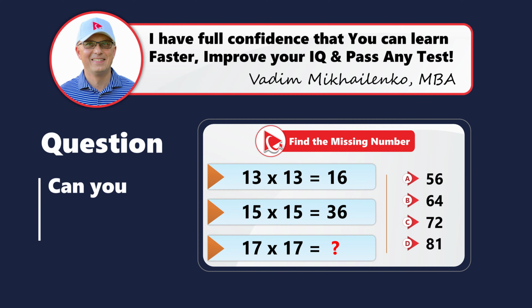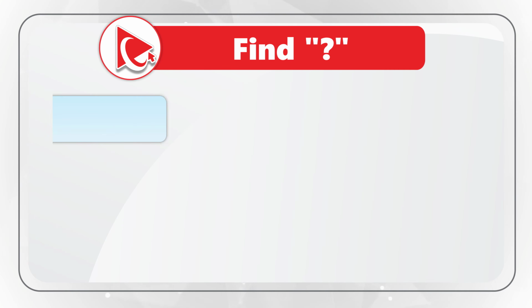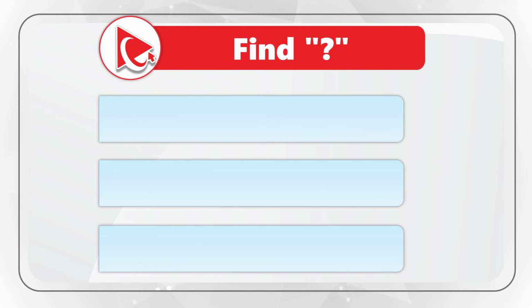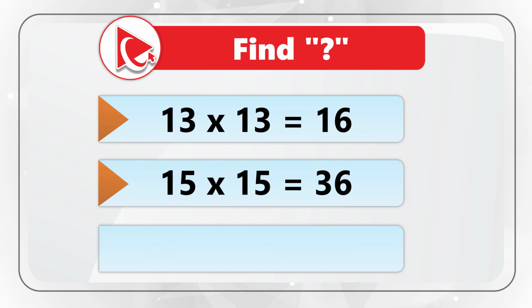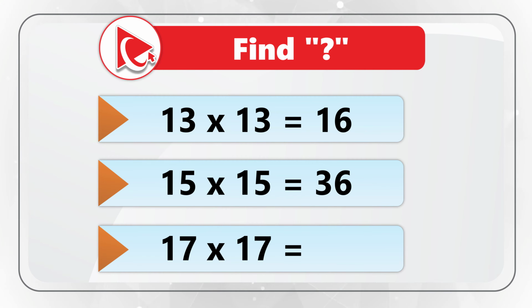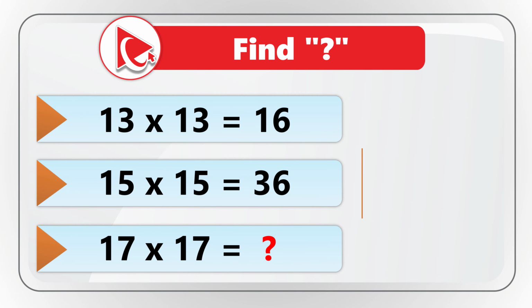Surprise, surprise! I have a problem for you to solve. You need to find the missing number, and you're presented with 3 expressions. First expression is 13 by 13 equals 16. Second expression is 15 by 15 equals 36. And last expression, 17 by 17 equals the missing number, represented by the question mark. You need to calculate and select the missing number out of 4 different choices.